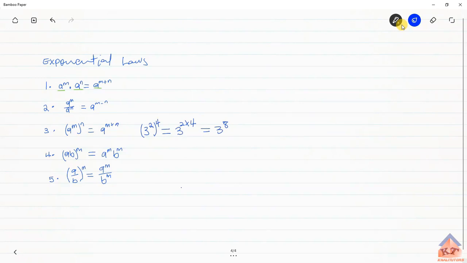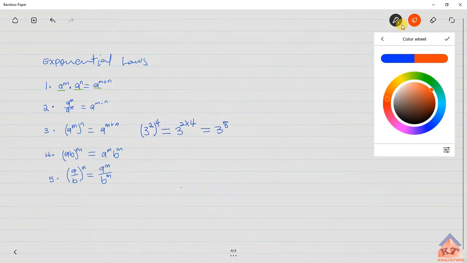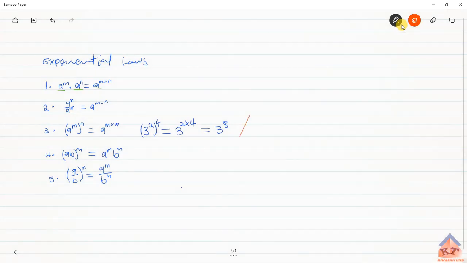Let's use another example. Let me change the color. This is example 1. Example 2, let's say you've got 4 to the power 3 enclosed in brackets to the power 2. To get rid of the brackets, you simply multiply the exponents and keep the same base. Then you'll have 4 to the power 3 multiplied by 2. So that's basically all that we have to discuss in regards to exponent law number 3.